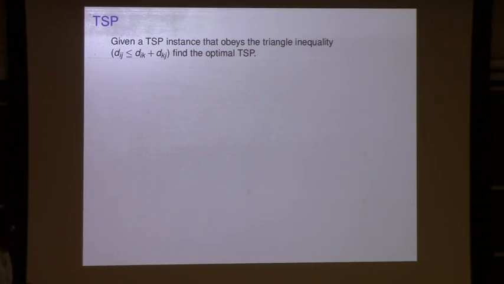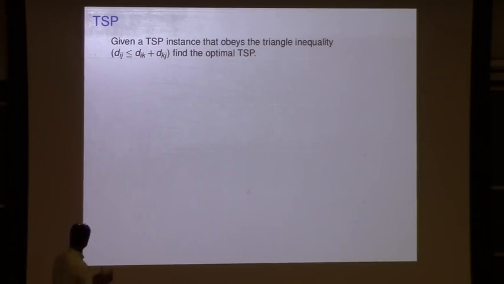Okay, so you're given a TSP instance, and now we're going to give a special type of TSP instance. We're going to get one where the triangle inequality works. So the triangle inequality says, if you want to go from i to j, you can go from i to k and then from k to j. That's fine, because you will end up at j. And the cost from i to j is at most the cost from i to k plus k to j. There might be a better way to go directly, there might be another way to go.